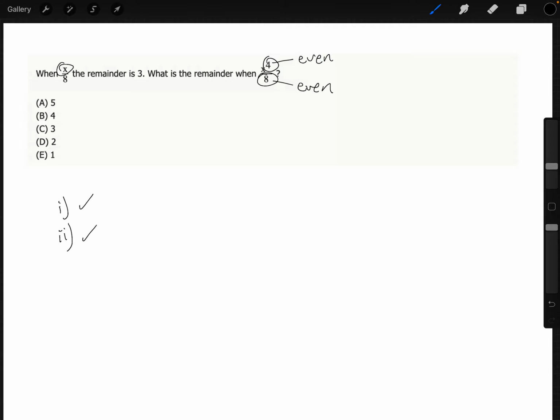And the rule is pretty simple. The remainder of x to the 4 divided by 8 is the same as the remainder of this number when you square it and divide it by 8. So the remainder of this number squared divided by the denominator will be the same as the remainder that is spat out after this calculation.